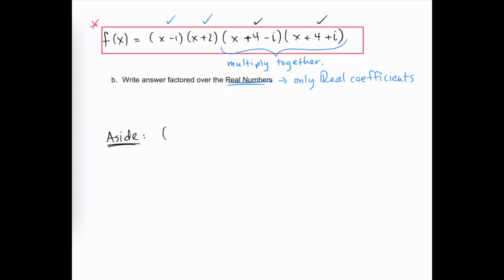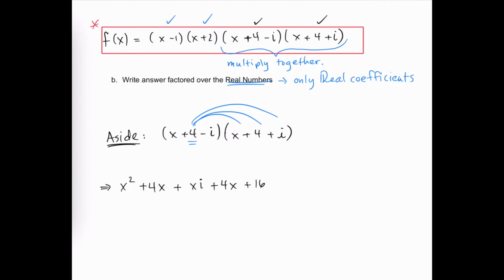So let's come aside and look at just those two factors, and we'll multiply these together. We do this using the distributive property, which essentially says to start with the first term and distribute it into all 3 terms of the second expression. So x times x is x squared, x times 4 is plus 4x, and x times i is plus xi. Now we move to the next term and distribute that in. 4 times x is plus 4x. 4 times 4 is plus 16. And 4 times i is plus 4i. And now we move to the last term.